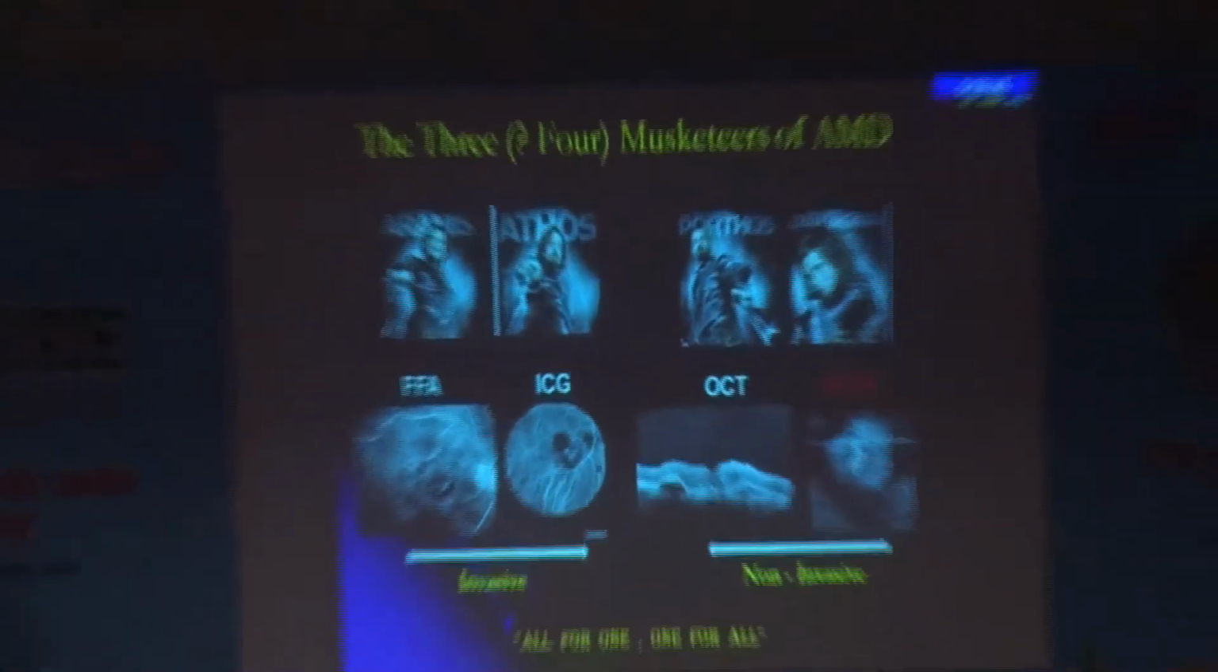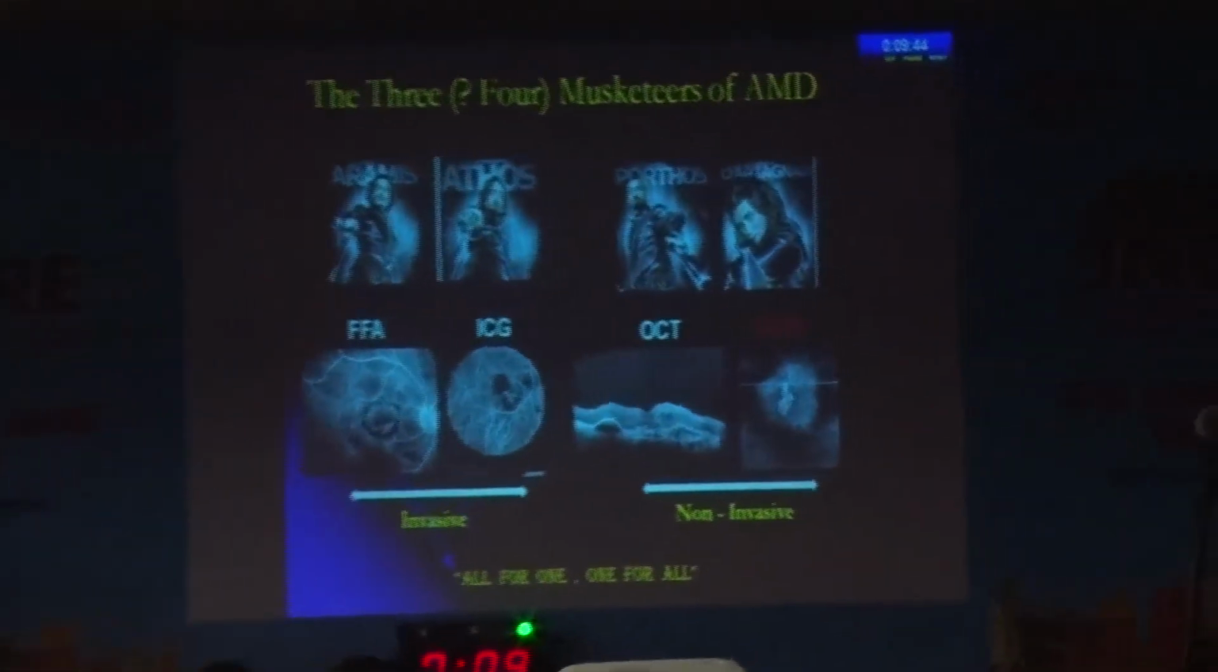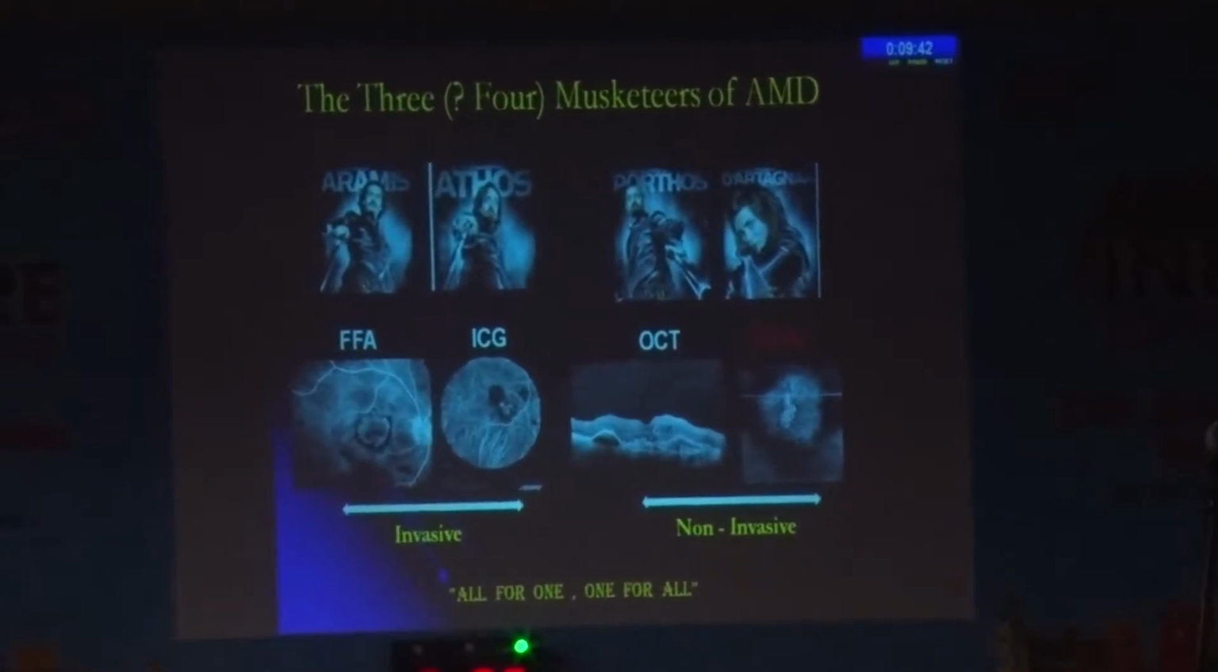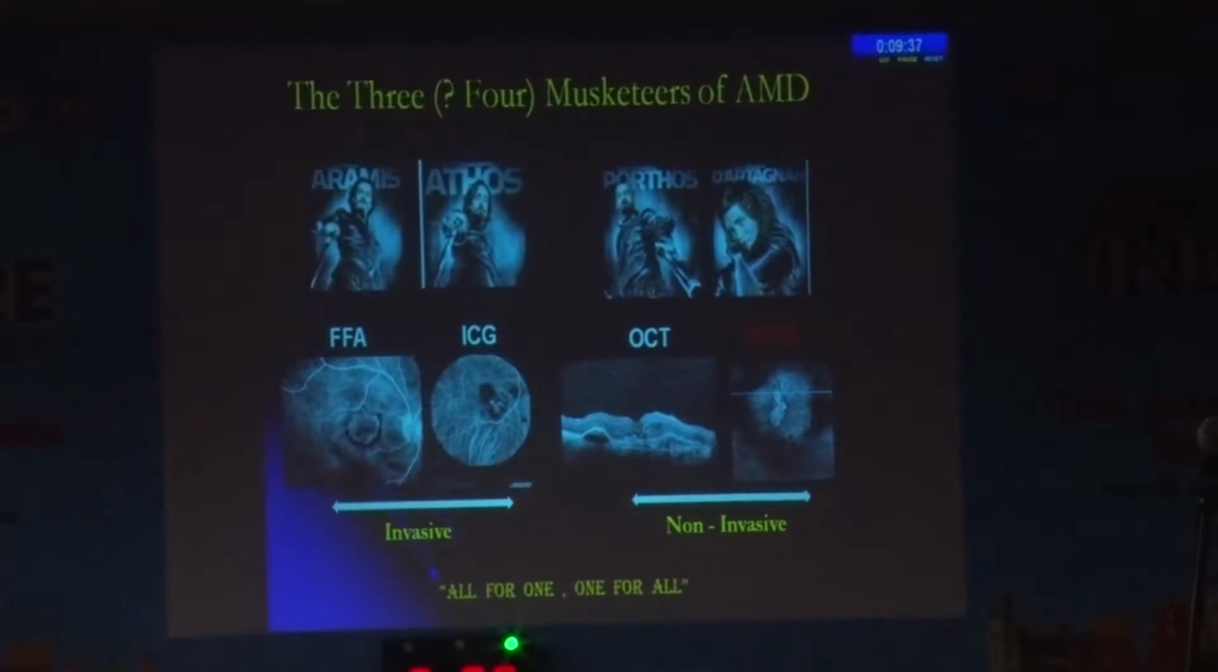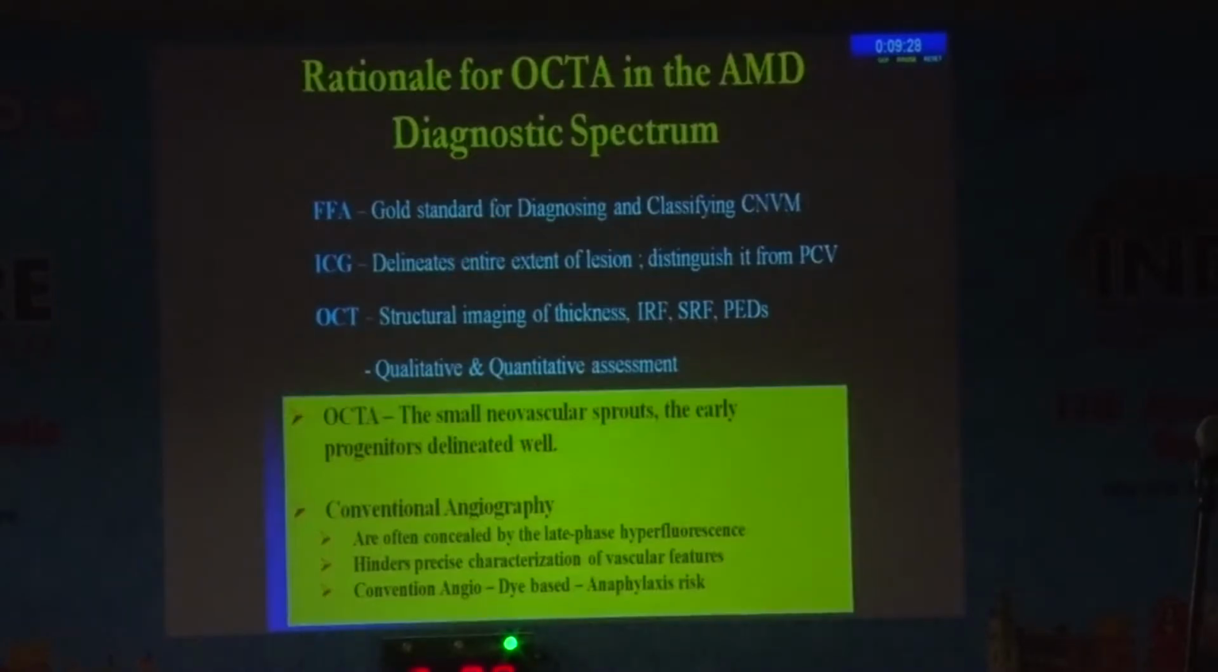So, the three musketeers of AMD so far have been the invasive fundus fluorescein angiography and ICG, and OCT, of course, the redoubtable OCT held its own. And now the new kid on the block, or the fourth musketeer, is OCT angiography. So fundus fluorescein angiography has been the gold standard for diagnosing and classifying CNVMs. ICG has delineated the entire extent better, and also, more importantly, helps us distinguish AMD from PCV.